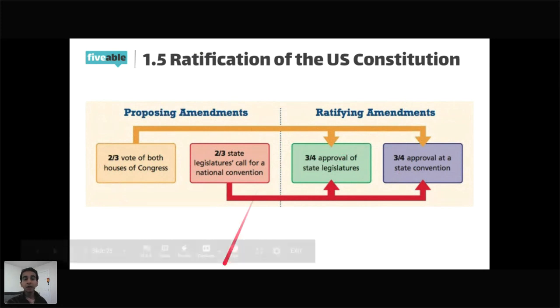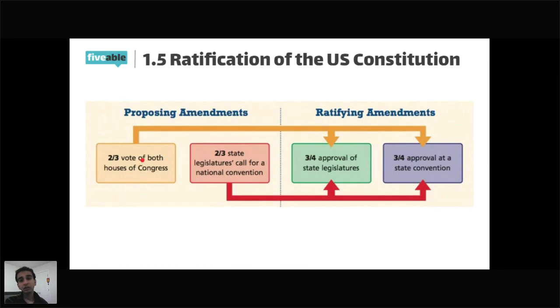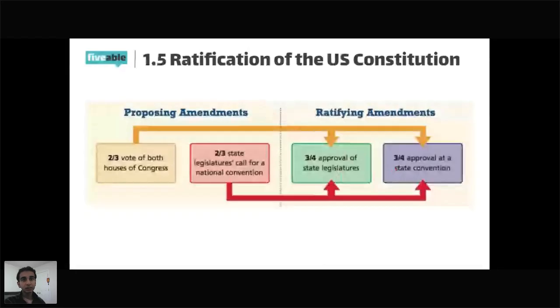In terms of how an amendment is proposed, either there's a 2/3 vote of both houses of Congress, or 2/3 of state legislatures call for a national convention. So if 2/3 of all 50 states decide they want to propose an amendment, then they would call for the convention. I'm pretty sure this is the only way that it's happened, through both houses of Congress. And then in terms of ratification, it's either 3/4 approval of all state legislatures or 3/4 approval at a state convention.